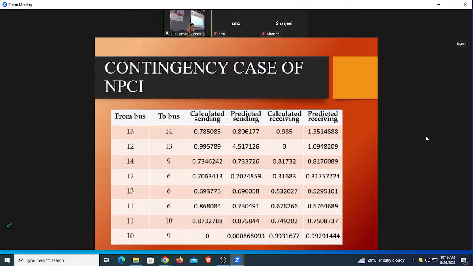As you can see here, from bus 14 to 9, the value of calculated sending NPCI is 0.73, and the predicted sending is also 0.73, while the calculated receiving value is 0.817, and the predicted value is also 0.817, which indicates that there is a really minimal difference between the predicted and the calculated values, which also shows that our neural network for the contingency case has also been developed successfully.